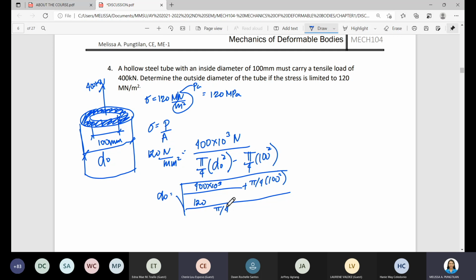Alam nyo bang gamitin yung shift solve sa calculator nyo? Para mas madali. Divided by square root of pi all over 4. So it is equal to 119.35 millimeter. So ito na yung ating outside diameter.